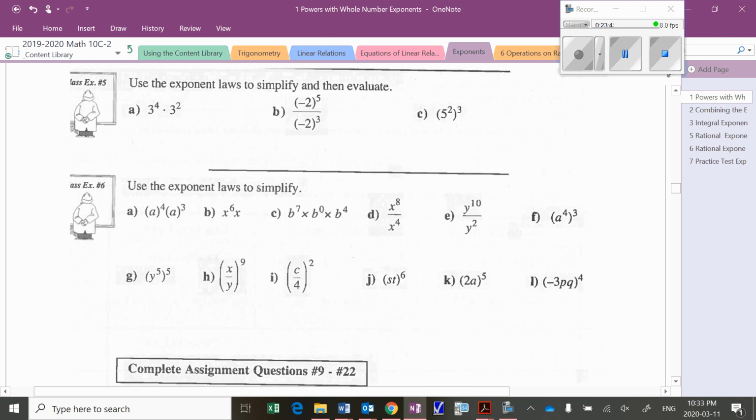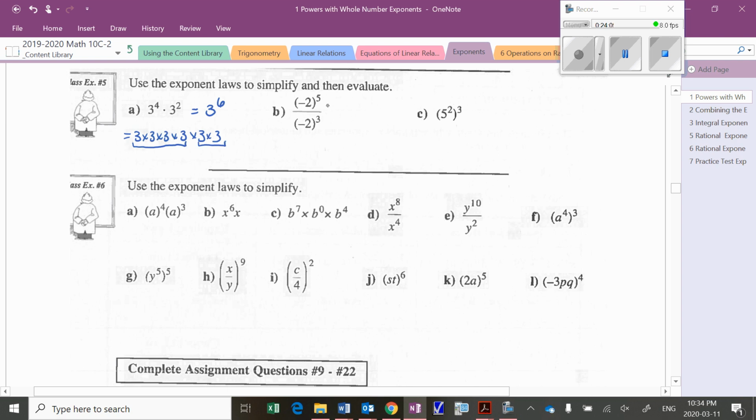3 to the 4th times 3 squared, so that is our product of powers rule, and so we're looking at 3 to the 4 plus 2, or 3 to the 6. If in doubt, expand it out. 3 times 3 times 3 times 3 times 3 times 3, and you can see that that is 3 to the 6. So there's our 3 to the 4th times 3 squared.